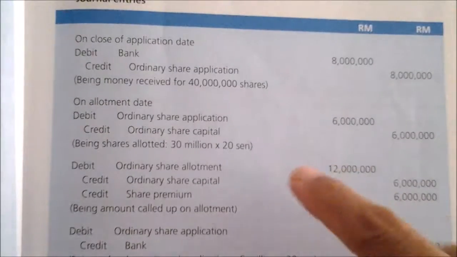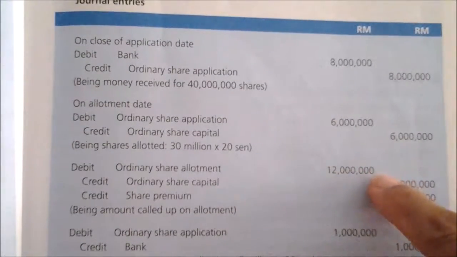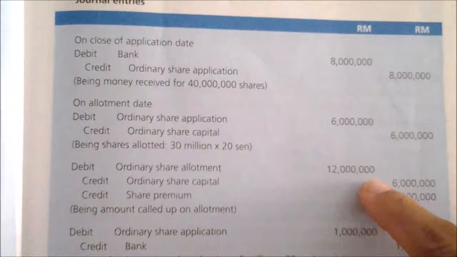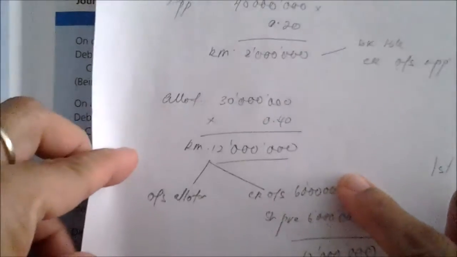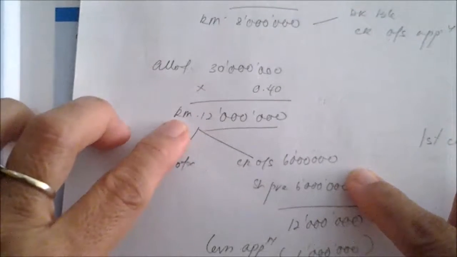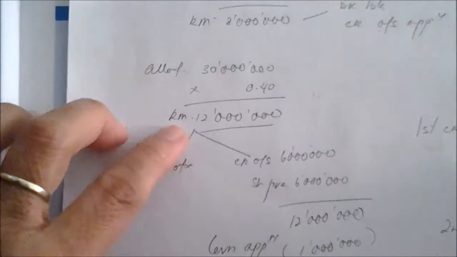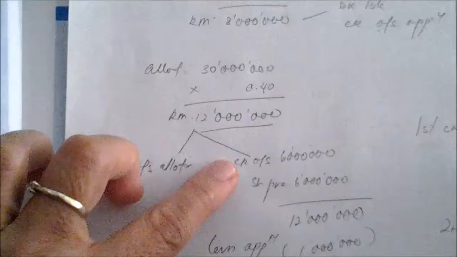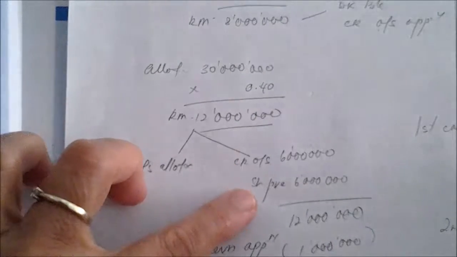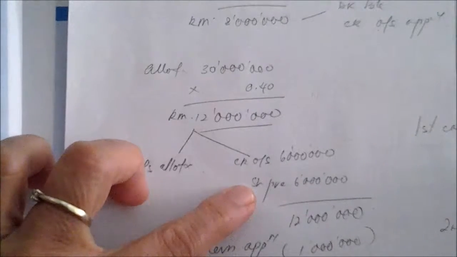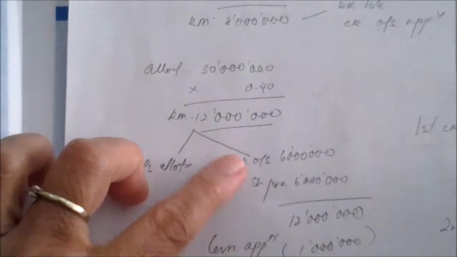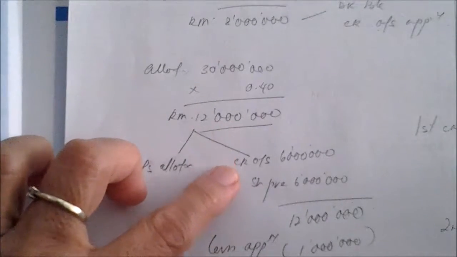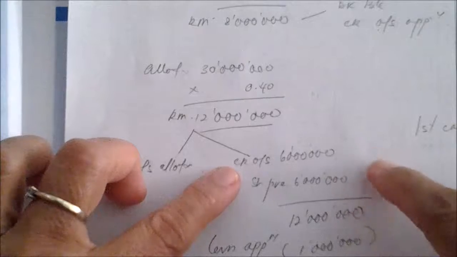On the ordinary shares allotment, they will pay 40 cents. So 30 million times 40 cents comes to 12 million, of which 20 cents is the ordinary shares and 20 cents is the share premium. So the successful allotment will have to pay this amount.